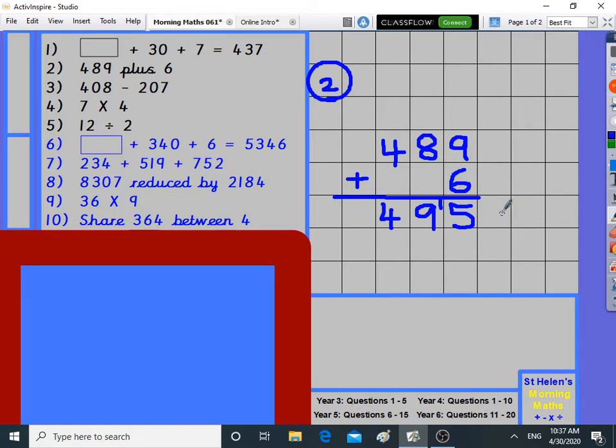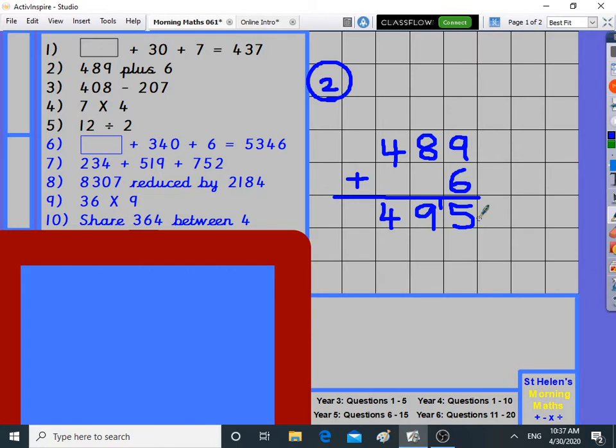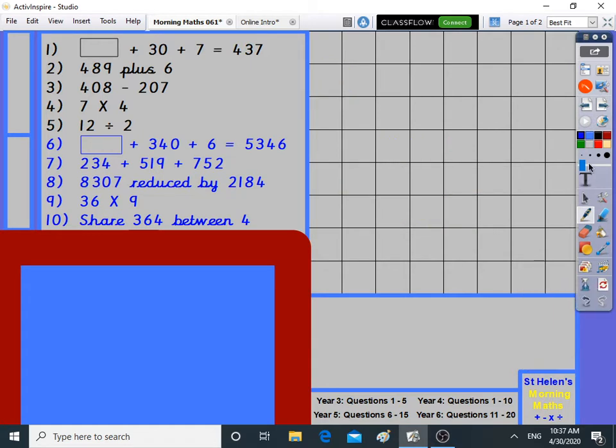These kind of questions carry on all the way through to your year 6. They even use these questions in the SATs, when you add a small number onto a big number. And a lot of people make little mistakes on those, so be careful. 495 is our answer. And we're on to question 3.